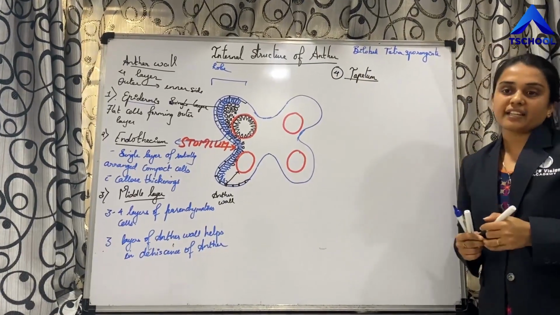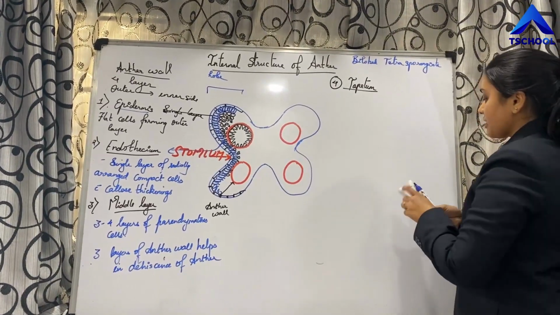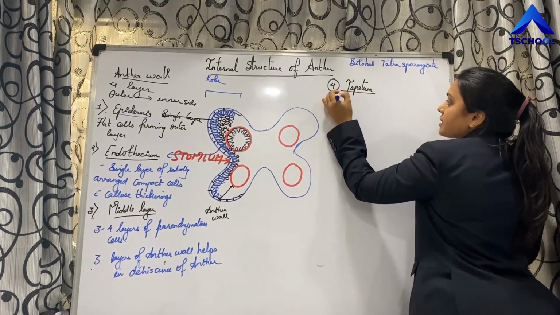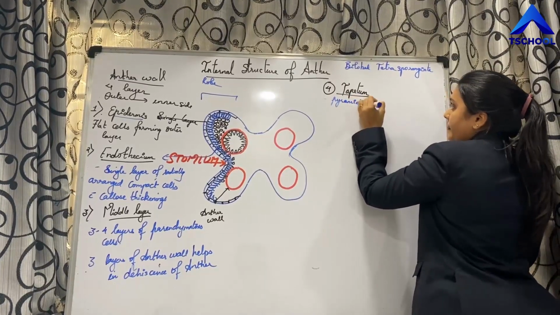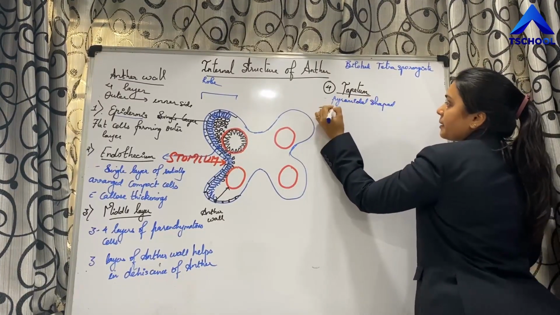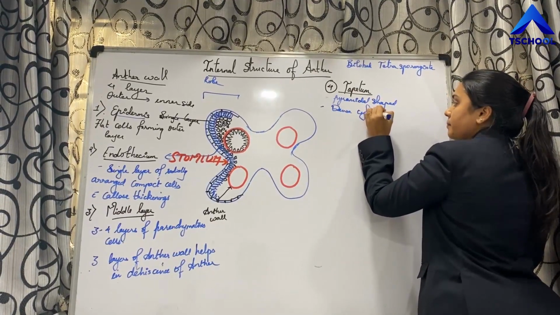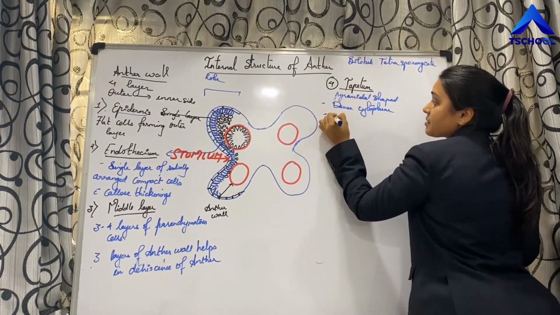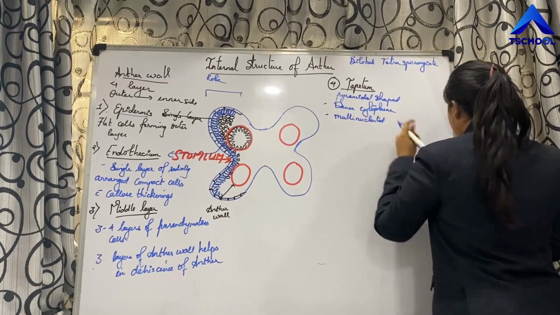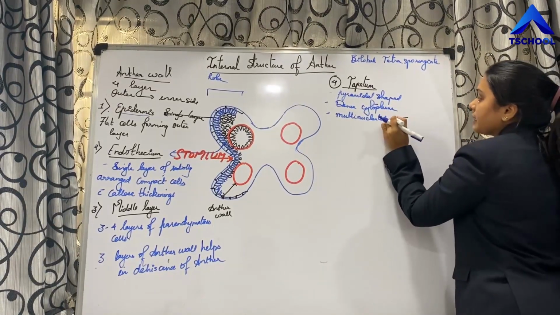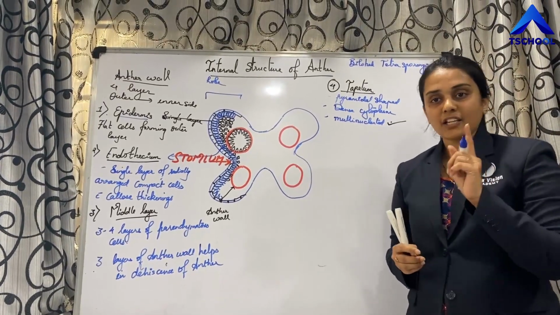Right? So the innermost layer is the tapetum layer. Again, it is made up of a single layer of cells. What are these cells like? These cells are pyramidal shaped. They possess dense cytoplasm. These cells are multinucleated. Very important: these cells are multinucleated, which means a single cell will possess many nuclei.